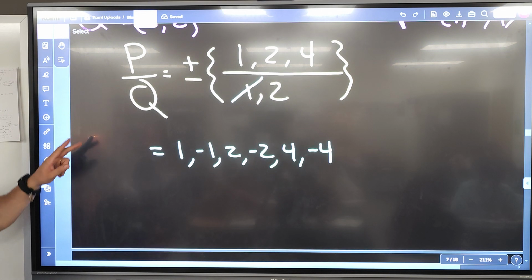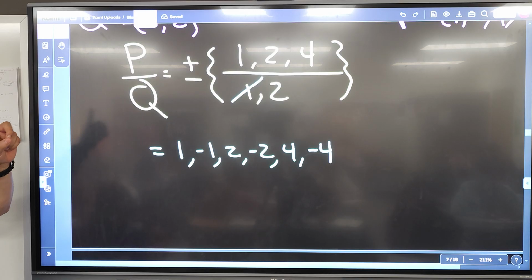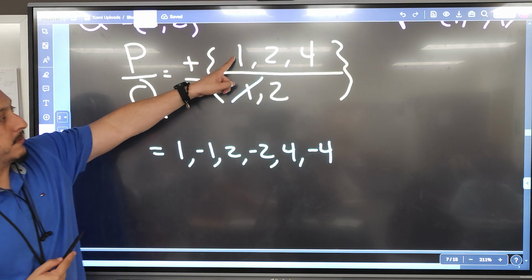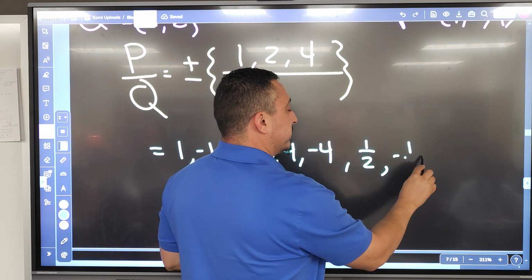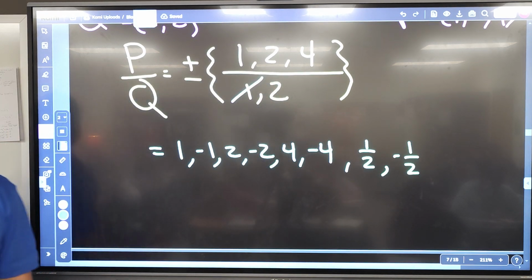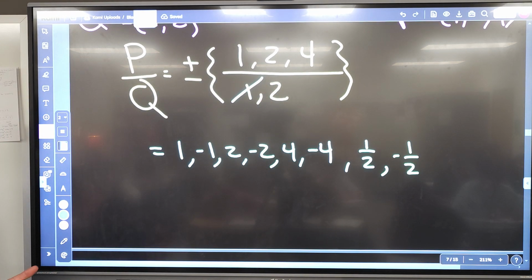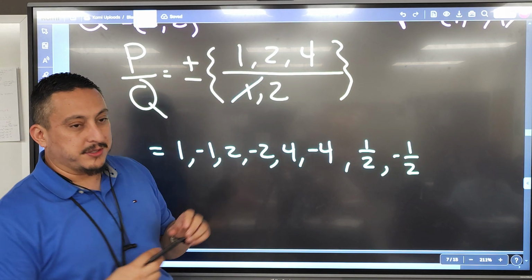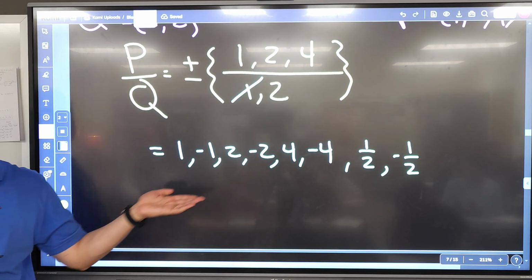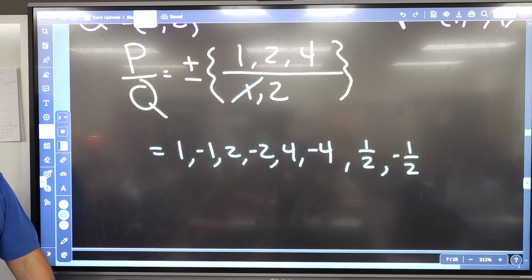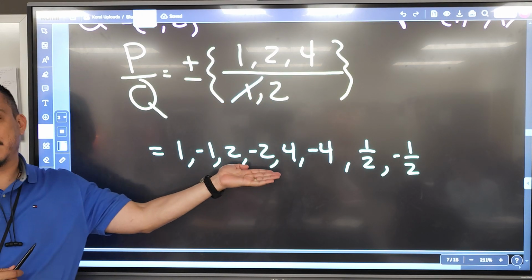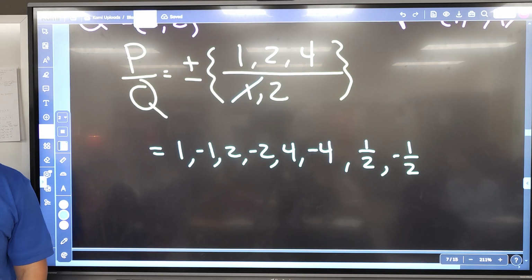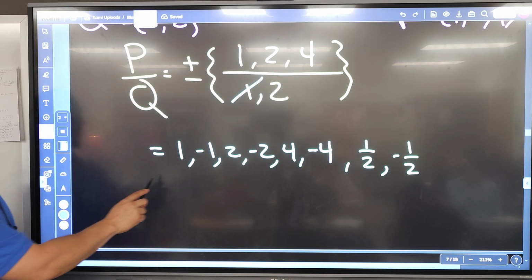Okay, now you have those numbers, but you're going to divide them by 2. So 1 divided by 2 is 1 over 2, or 0.5 if you like decimals better. Okay. What's 2 divided by 2? Do we already have 1 on this list? Yes, we don't need to repeat it. Okay. What's 4 divided by 2? Do we have 2 on this list? We don't need to repeat it, it's already there. Okay. So the list is a little longer.